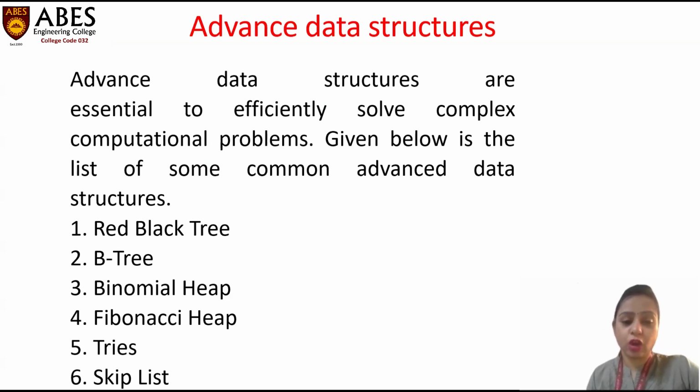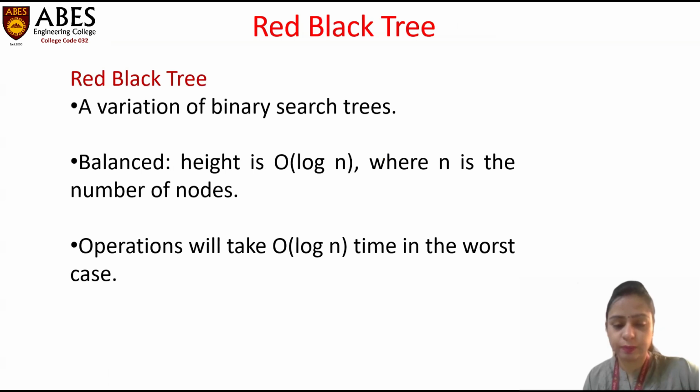So here we are given some common advanced data structures, that is a red black tree, B tree, binomial heap, Fibonacci heap, tries, and skip list. We'll be covering these 6 topics in this particular lecture. Now the red black tree.